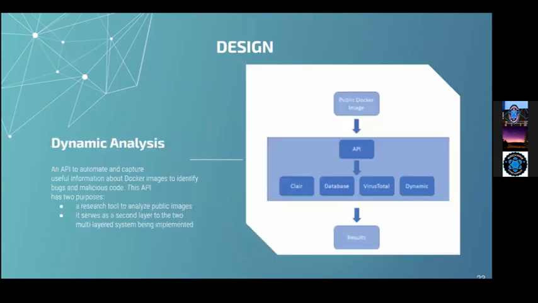The dynamic analysis is made by an API that automates and captures usable information, like using Clair as the operating system vulnerability analysis, a database to have the signatures of malicious content, an antivirus like VirusTotal for scanning malicious content, and doing a dynamic analysis to detect malicious behavior.